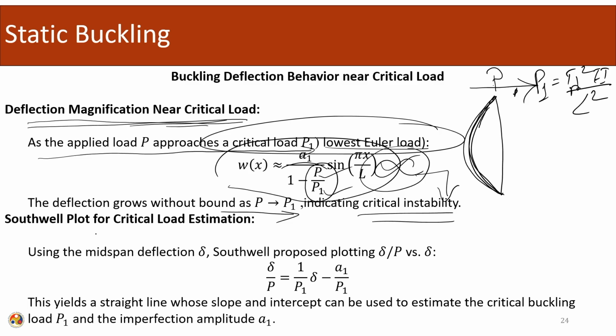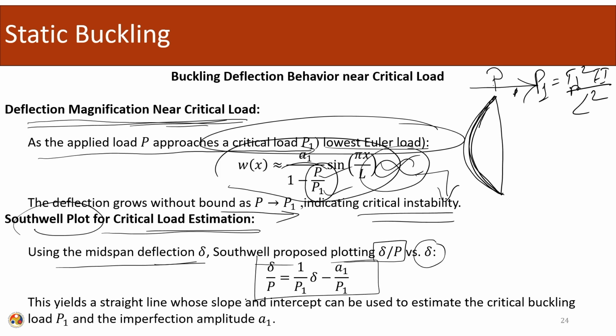So, for the critical load estimation, we can use the midspan deflection. Using the midspan deflection, a formulation has been proposed by Southwell. So, the plotting of delta P versus delta. This is the equation which can be used for this plot. What it does is that it yields a straight line, whose slope and intercept can be used to estimate the critical buckling load and the imperfection amplitude, where Ai is giving the imperfection amplitude.